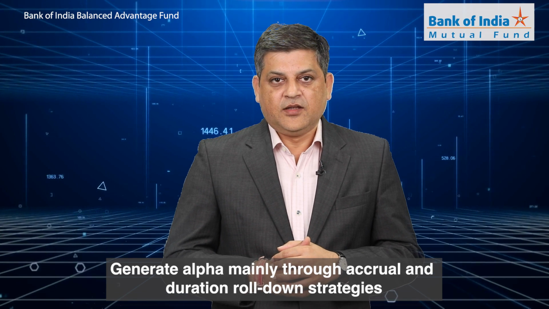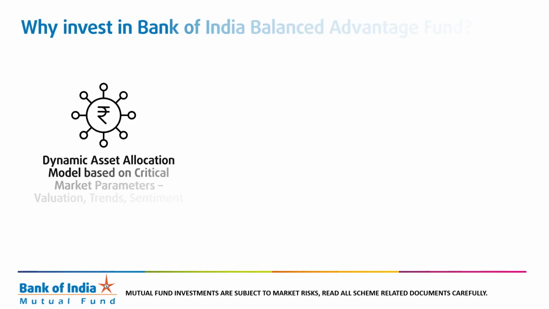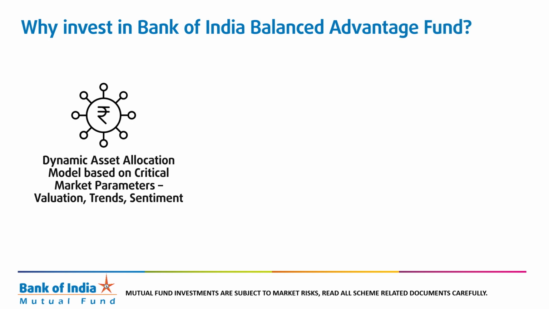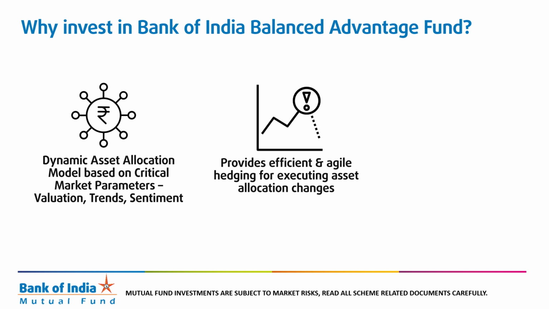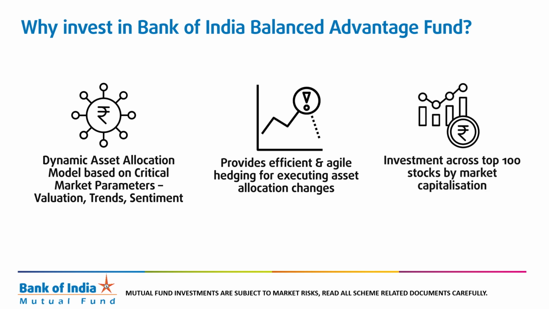So how can Bank of India Balance Advantage Fund act as your companion during market volatility? First, it follows a dynamic asset allocation model based on critical market parameters, which helps deal with market volatility. It provides efficient and agile hedging for executing asset allocation changes, and invests only in well-researched top 100 stocks by market capitalization. With this, I conclude my presentation.